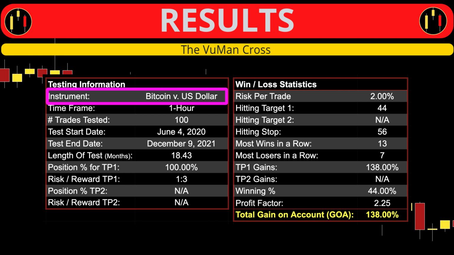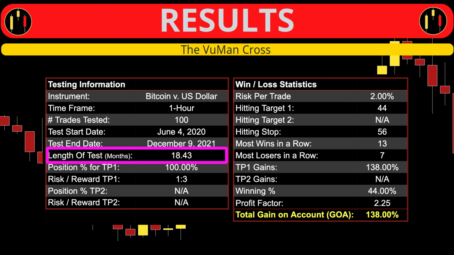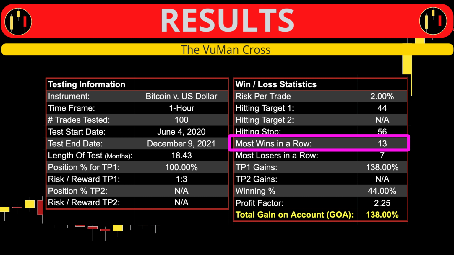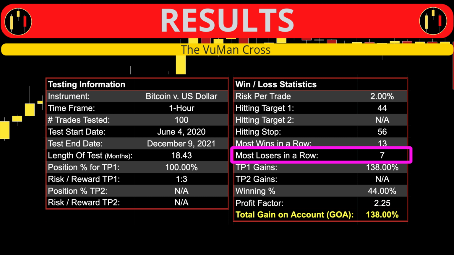This test was done on Bitcoin versus the US dollar, 1 hour candles. It took just over a year and a half to find the 100 setups. This dataset provided for 13 consecutive wins compared to only 7 successive losses. More on that in a moment.